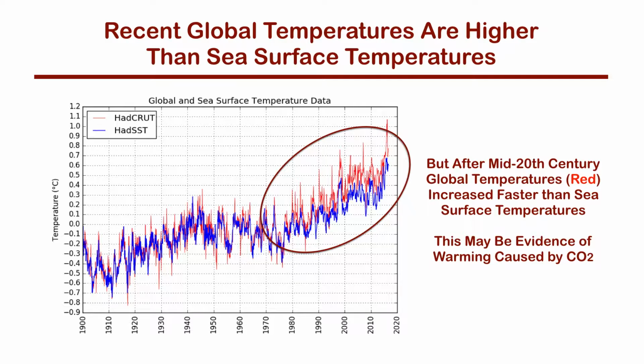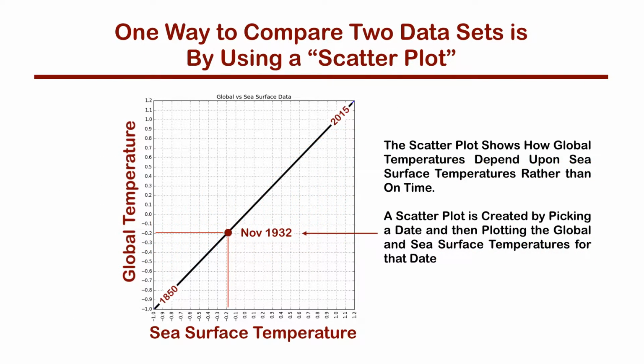Now, this may in fact be evidence of warming caused by CO2 or other greenhouse gases. The amount of that warming is the difference between the global temperature, the red line, and the sea surface temperature, the blue line. So we've got two different data sets, one measuring sea surface temperature, one measuring global temperature data.